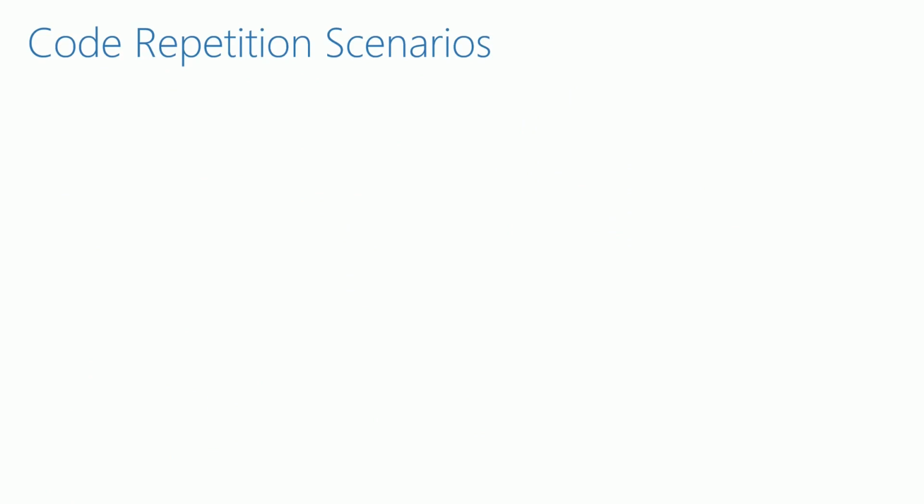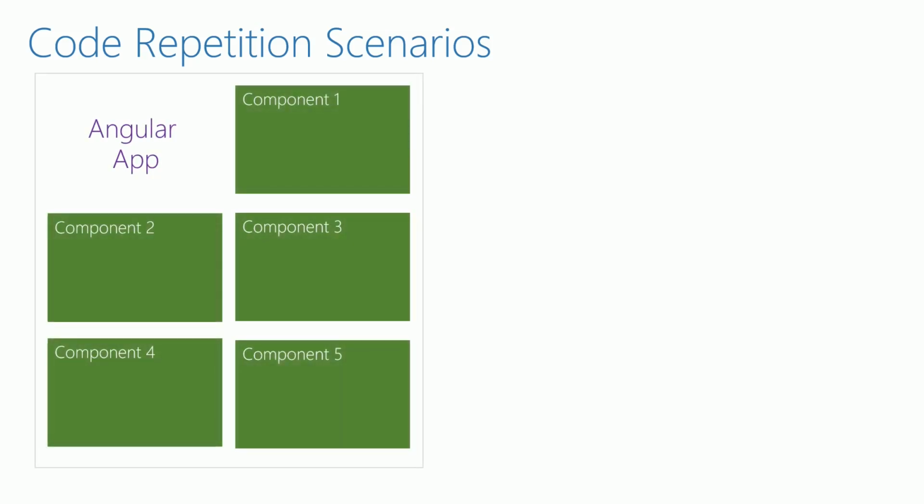Let us consider that an Angular application contains a set of components. There is a specific validation logic and the same validation logic is required in a set of components. The validation logic code is repeated in those components. This is the first scenario that represents code repetition.